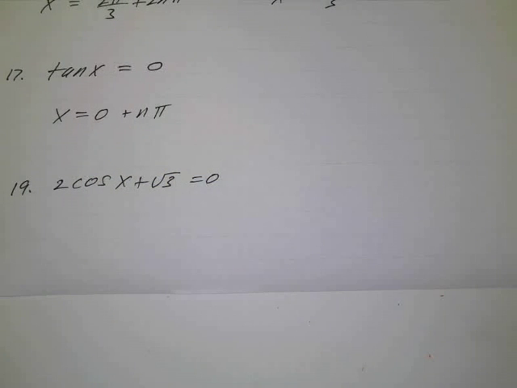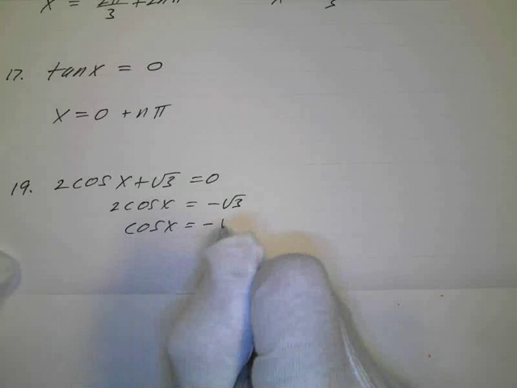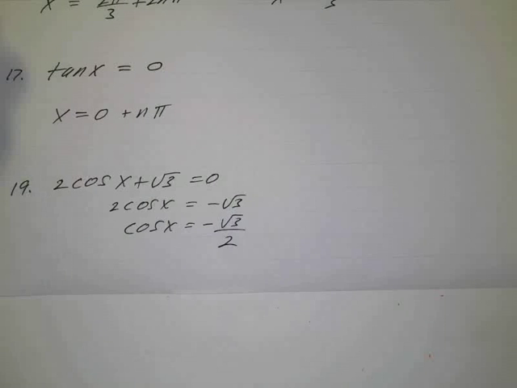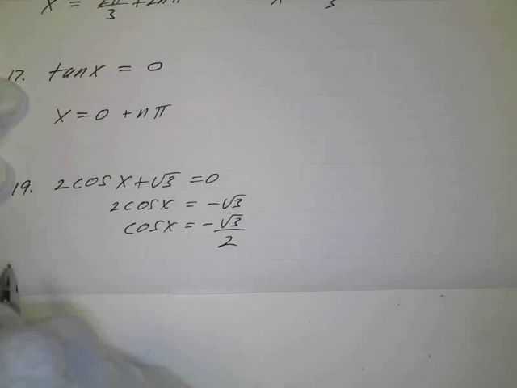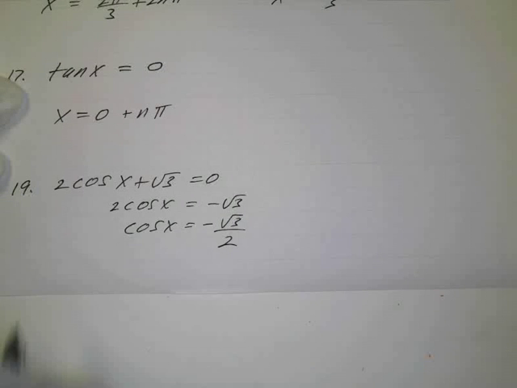So first of all, we want to just isolate the cosine of x. If I subtract the square root of 3, I get 2 cosine of x equals negative square root of 3. Then if I divide by 2, cosine of x equals negative the square root of 3 over 2. Now we know this, the cosine of what is the square root of 3 over 2, that's just going to be pi over 6, right?